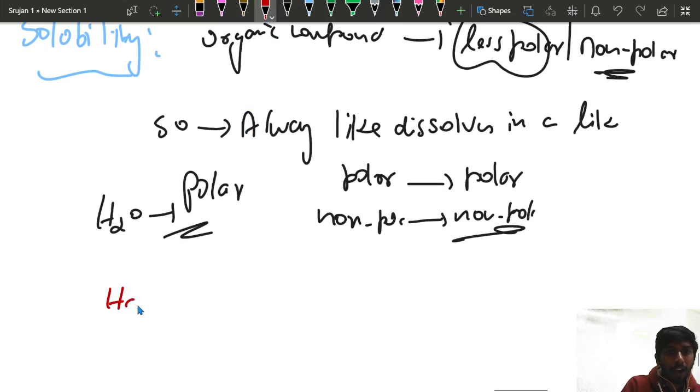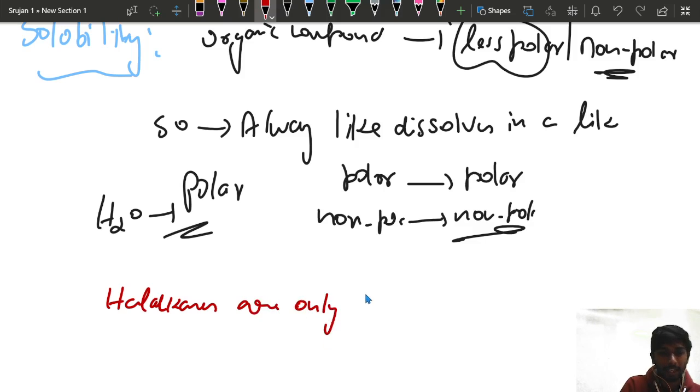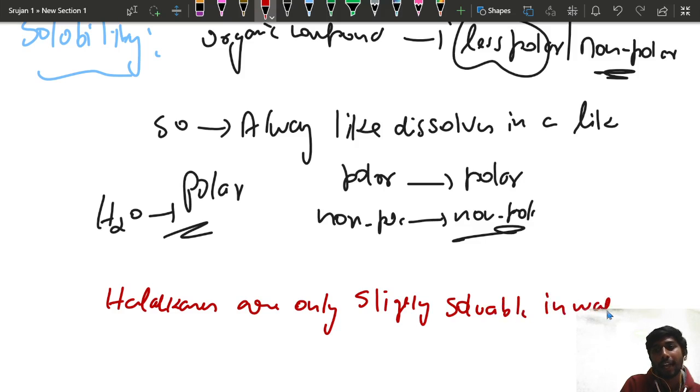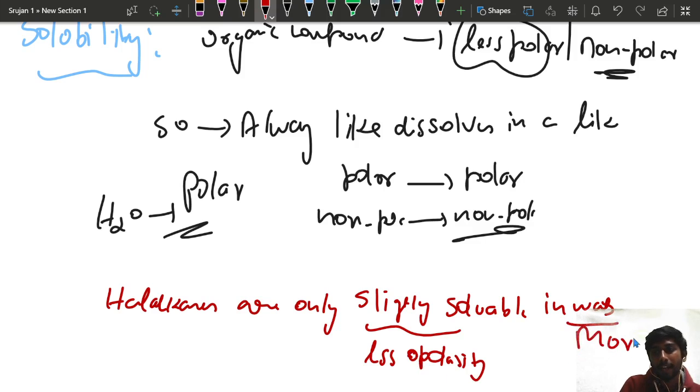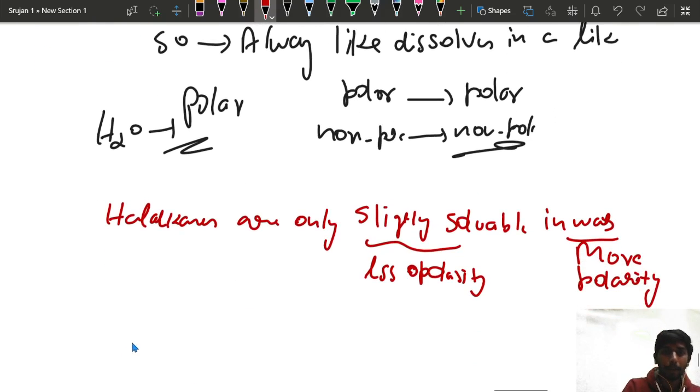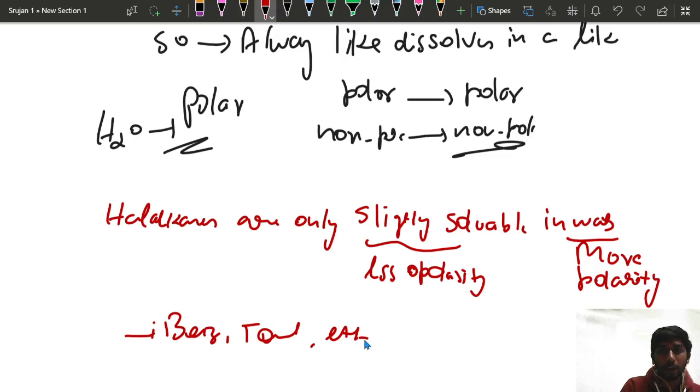Okay, so haloalkanes are only slightly soluble in water, because these are having less polarity. Okay, these are having less polarity. This is having more polarity. Okay, this is the reason why they are difficultly soluble in water. Okay, but they are soluble in benzene, toluene, ethers, because these are all organic solvents.